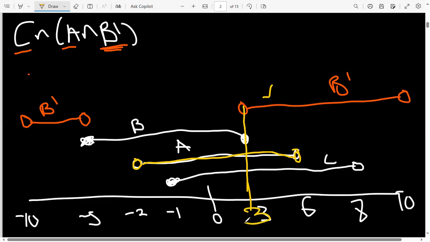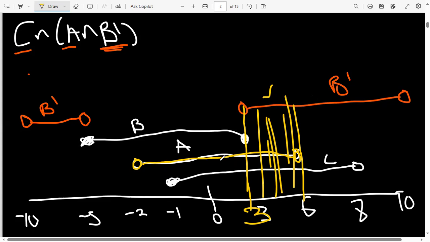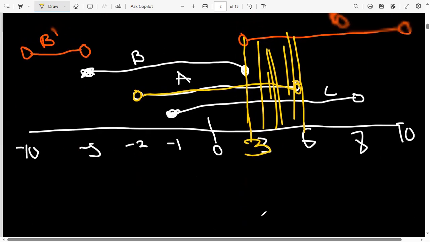Okay, so all these three lines are intersecting from the 3 here. This is just the numbering that is not correct. And then here we have the 6. So they are intersecting in this area here. That's why you have your B complement, your A, and your C. Okay, so now you go at the end points here, you check. So what will be our answer here?